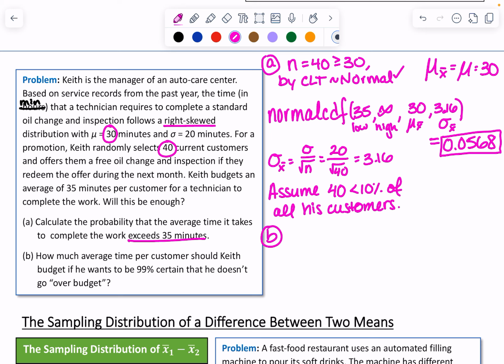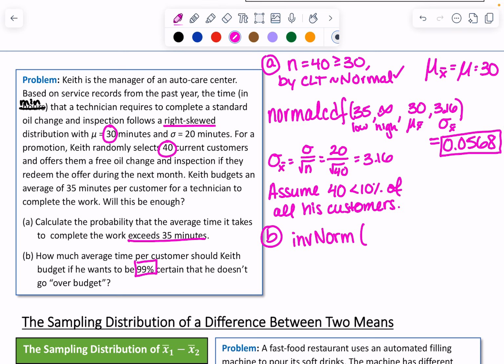Now part B: how much average time per customer should he budget if he wants to be 99% certain that he doesn't go over budget? We have a probability now, a percent, so we're not going to use normal CDF. We've got to work backwards. We're going to do inverse norm.